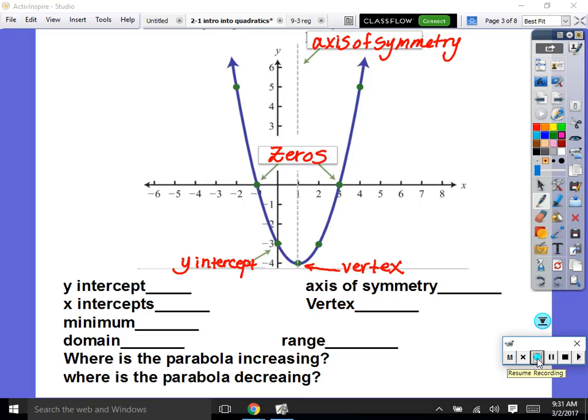Couple notation things, so that when we get to the next part, it'll be easy for us. If we have the graph of a quadratic, it's easy to say a few things. So our y-intercept would be (0, -3). Everybody seeing that? And then we've already done this.